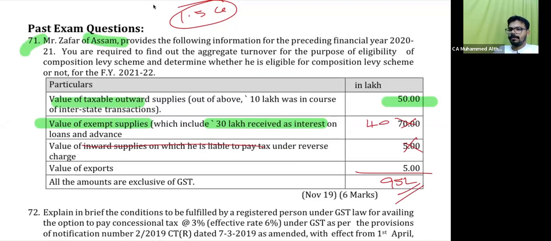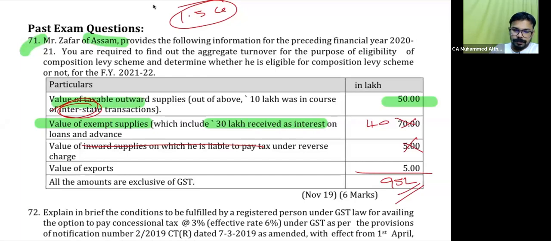Why not eligible? Very good. Is engaged in interstate transaction. Right, very good. That's it. So that you have to keep in mind. That is the only one thing I'm doing from the composite scheme.